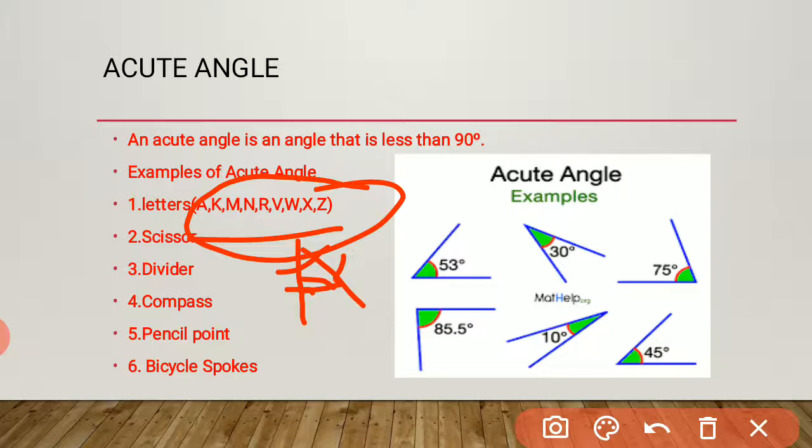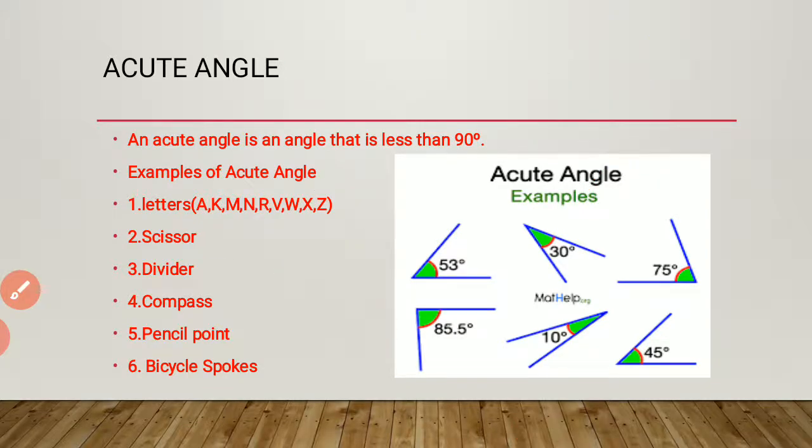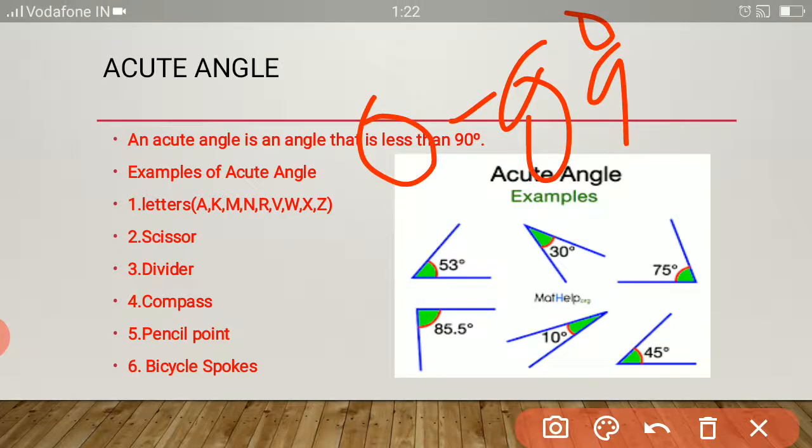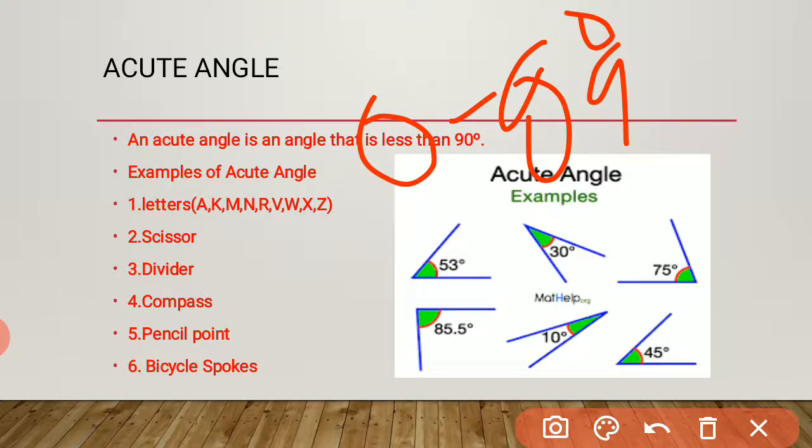And you can see your scissors. Scissors have 2 parts, and these 2 parts make an acute angle. Your divider also makes an acute angle. Your compass, your pencil, your bicycle spokes, these things also make acute angles. So all angles from 0 degree to 89 degree are acute angles, that means less than 90 degree.